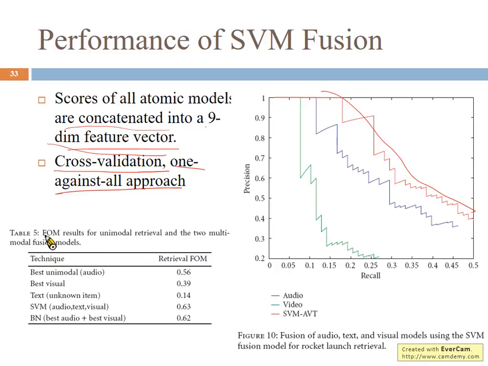This table shows the FOM result for unimodal retrieval and then the two multimodal fusion models. This is the best unimodal result, 0.56. The best visual result, 0.39. If we just use text information, the FOM is just 0.14. If we use SVM and a Bayesian network, the performance can be boosted to 0.62 or 0.63. And in this table, we see the performance of SVM and the Bayesian network are similar.